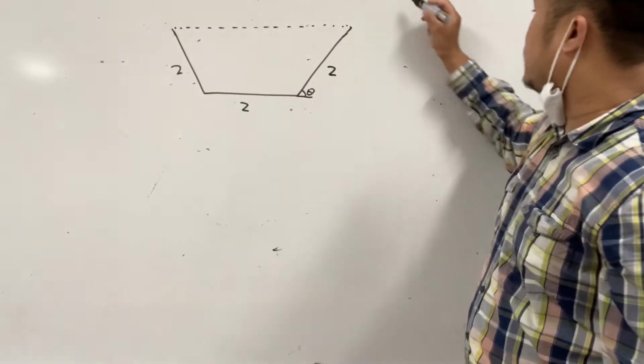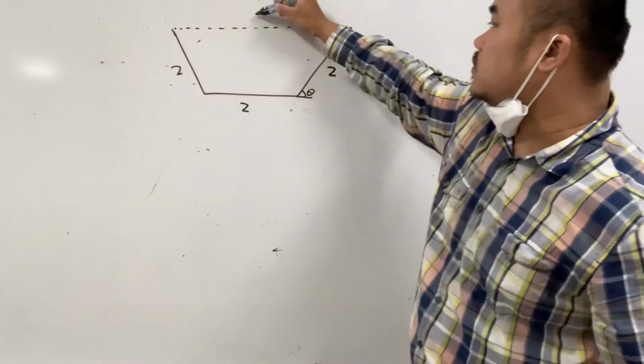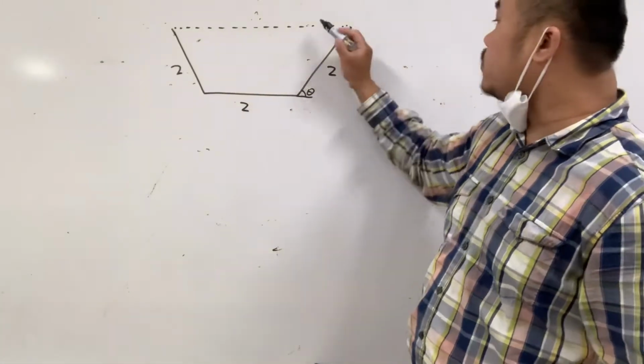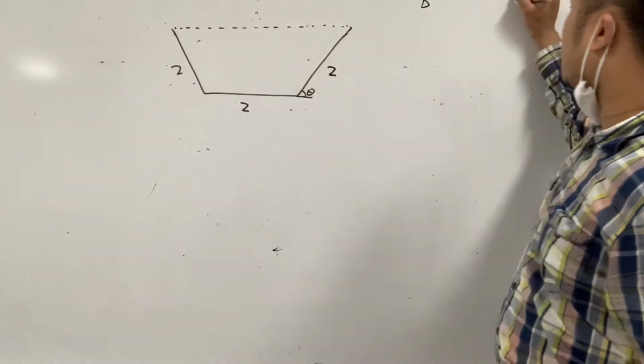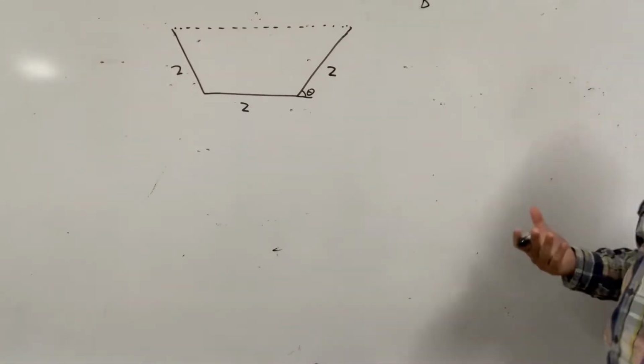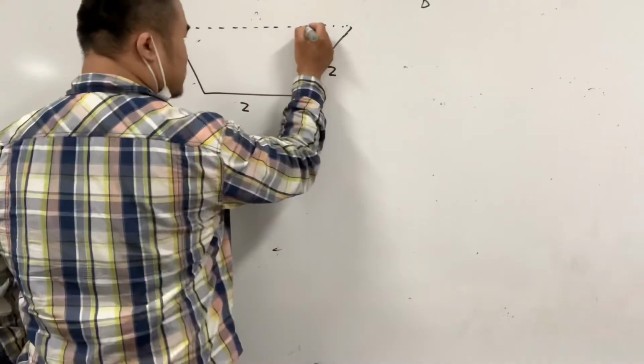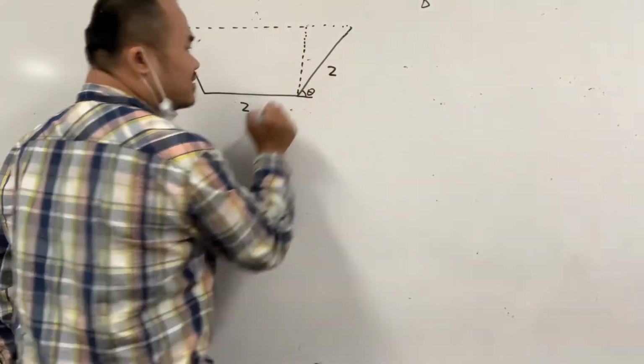So how do we find the area? We need to know the top, which is this dotted line, and the bottom is the 2. And we don't know the top, we don't know the height. So what we can do is use trigonometry to find out. Okay, so if we draw a vertical line here, that is the height.